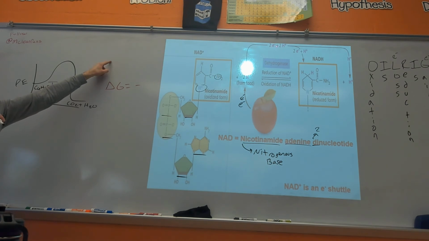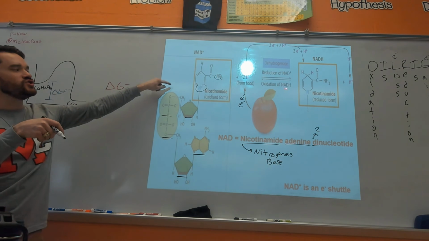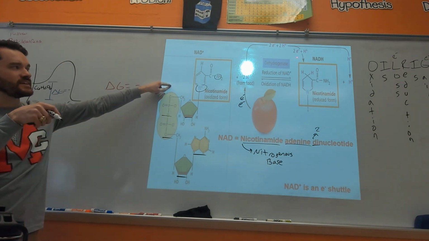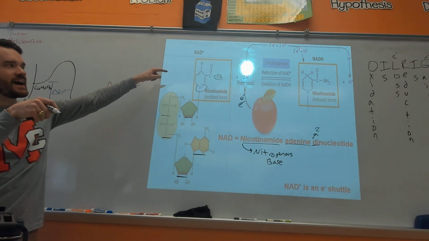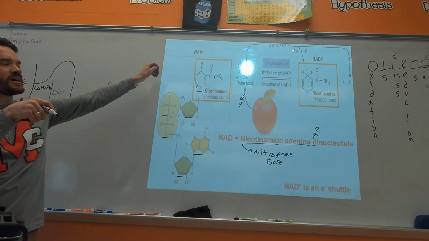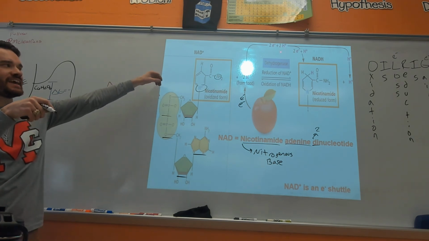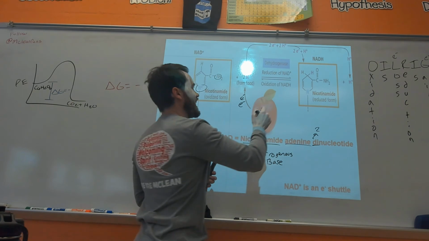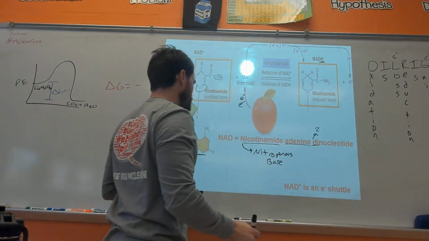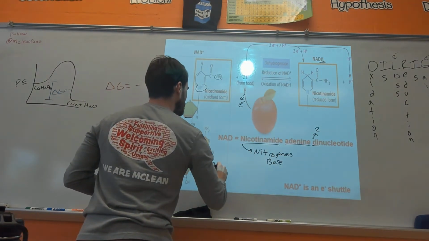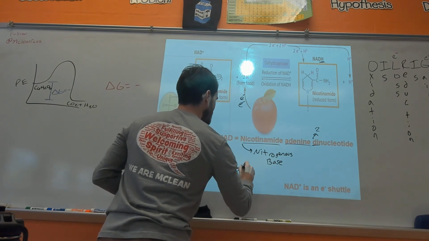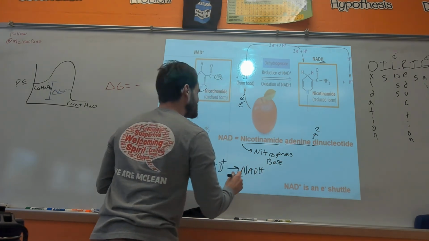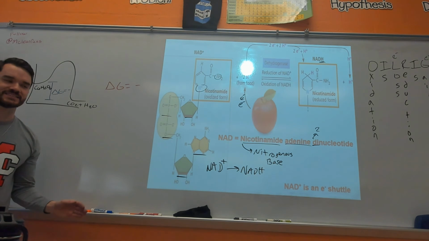We're then going to attach the electrons to our NAD here, and how we attach the electrons to the NAD is by adding this hydrogen. So in other words, NAD plus becomes NADH. That's the end of the story here. That's really what I want you to get out of this.